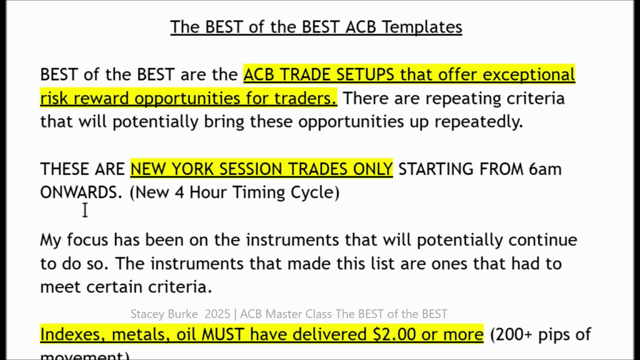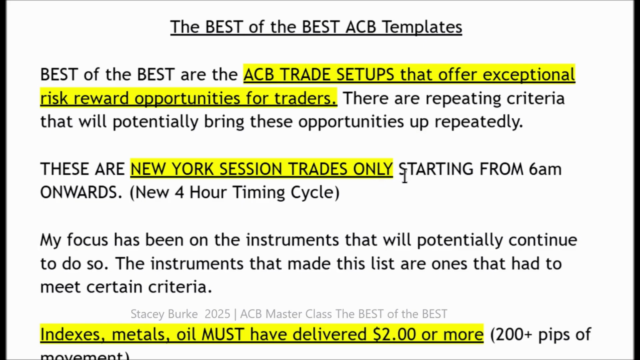Now, the criteria that was required for currencies and indexes, metals, energies were slightly different. I'm going to show you a specific list to narrow down your focus even more based on the likelihood of certain instruments repeating the same behavior. There are major currency pairs that never offer these types of opportunities. They just don't move that much. Some do, and their cross rate pairs do as well.